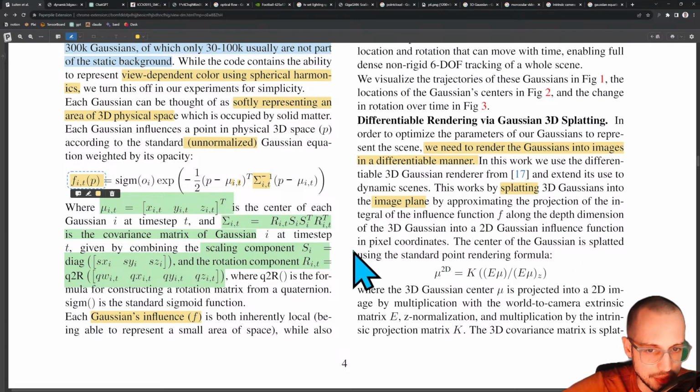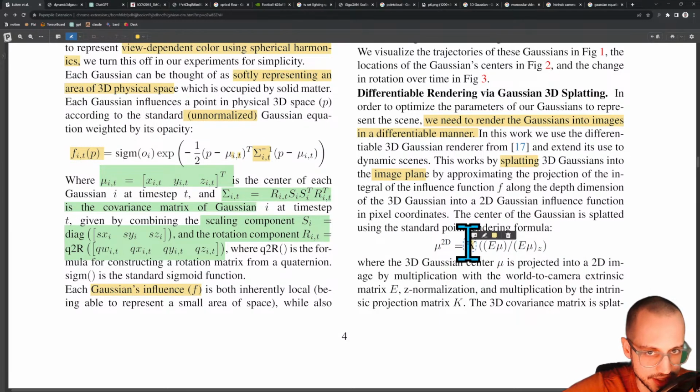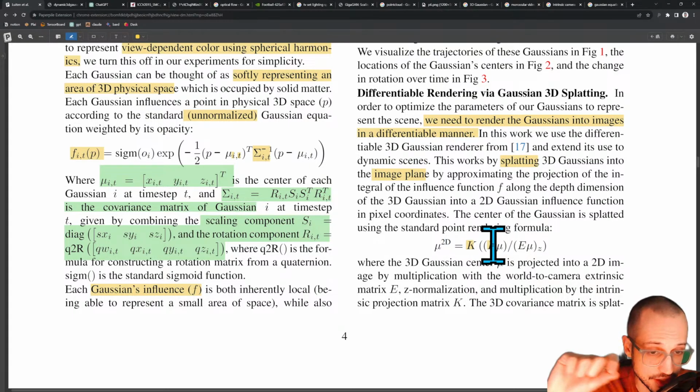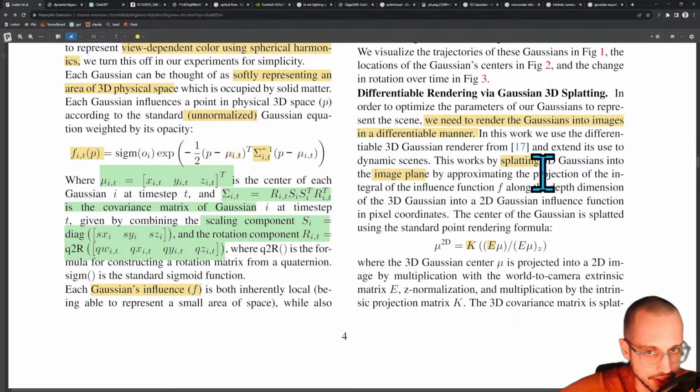The center of the Gaussian is splatted using the standard point rendering formula. So here you have your intrinsic camera matrix making a comeback. You have your extrinsic camera matrix. You see how they're using the extrinsic camera matrix to change, or you multiply it by the extrinsic camera matrix, which is 3x3. You multiply it by this point mu, and you get the translated, rotated point, where the 3D Gaussian centered at mu is projected into a 2D image by multiplication with the world to camera extrinsic matrix E, Z normalization, and multiplication by the intrinsic projection matrix K.